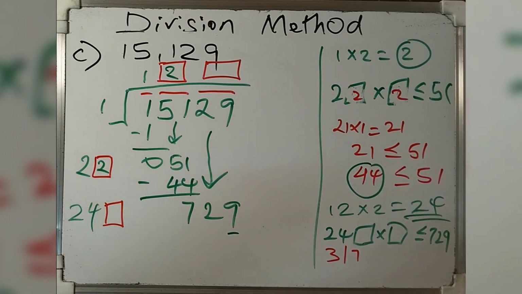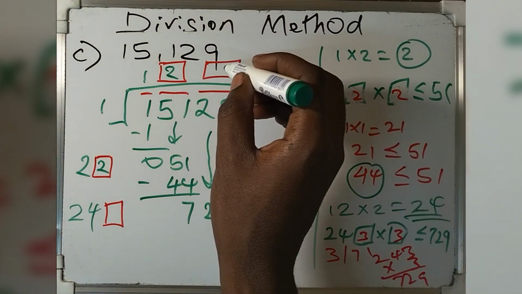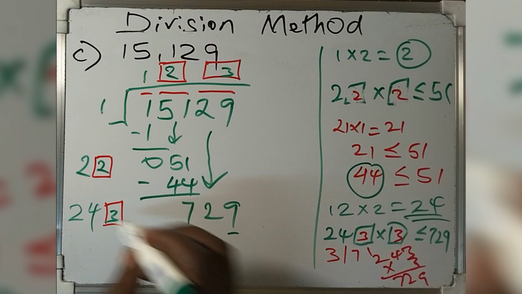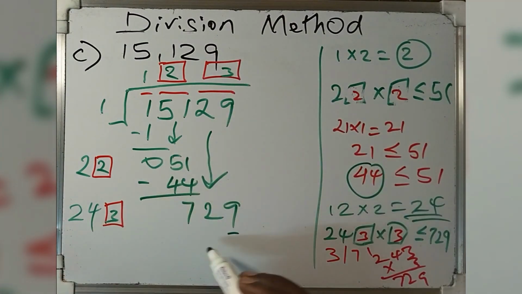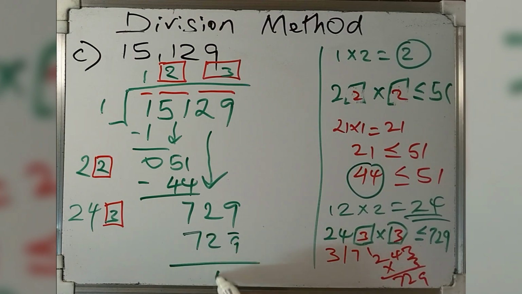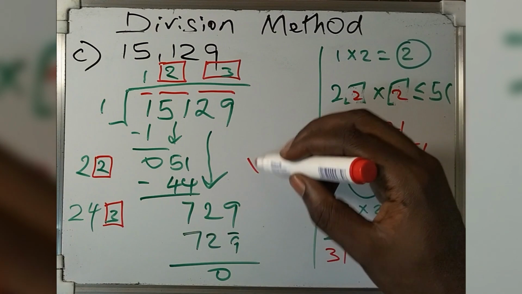So let's try 3. For 3, we'll place 3 here. So 243 times 3. This is 9, this is 12, this is 1, this is 729. So 3 is perfect. We'll take 3. We'll place 3 here. So 3 times 243 is 729, and we have 0. So our answer is 123.